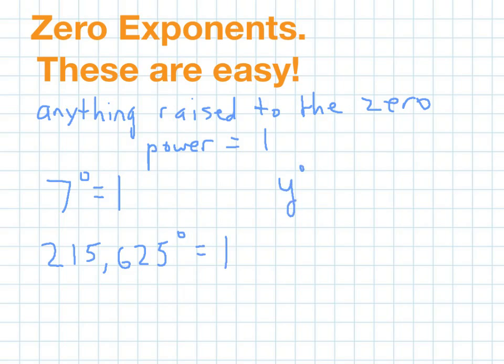y to the 0 power equals 1. w to the 0 power equals 1. 3x squared y, all to the 0 power, because the whole parentheses is raised to the 0 power, equals 1.